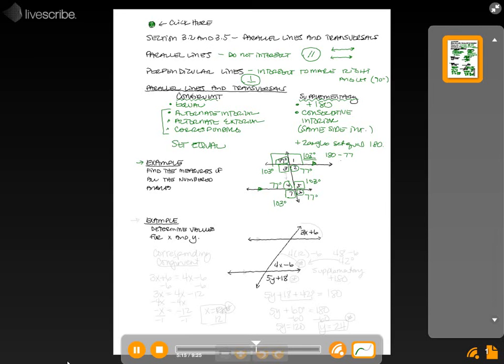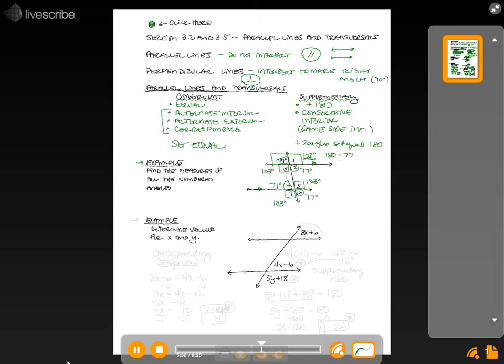two different relationships up here in the idea of supplementary. We used alternate exterior. I guess we used them all. Alternate exterior. We could have used alternate interior. 3 and 5, they're alternate interior angles. You could have gone about it that way. Corresponding we used. We didn't really use consecutive interior, but we could.